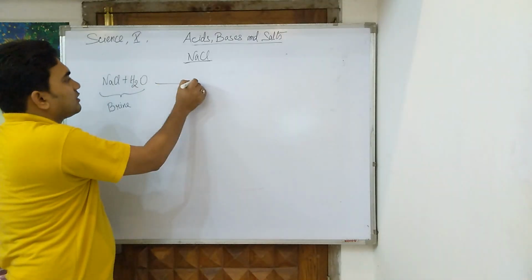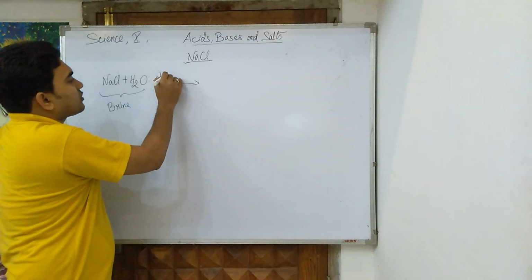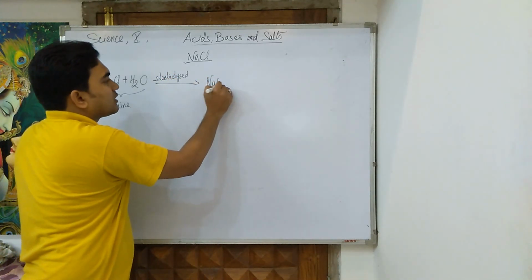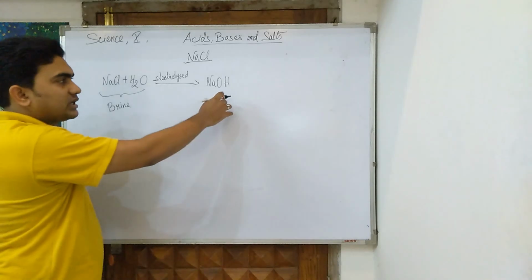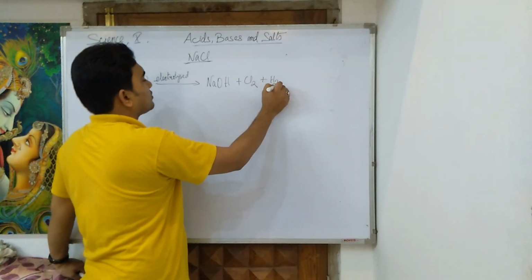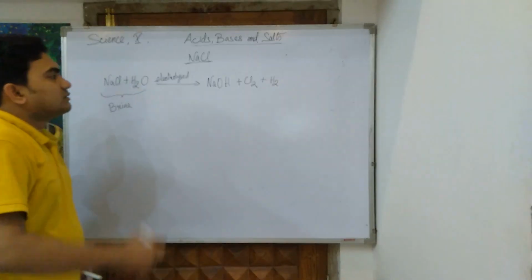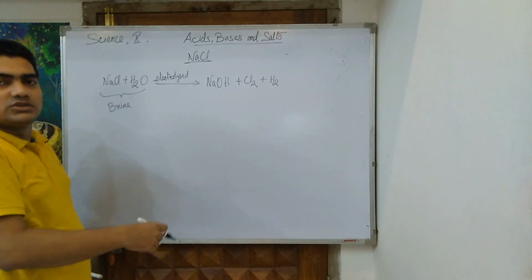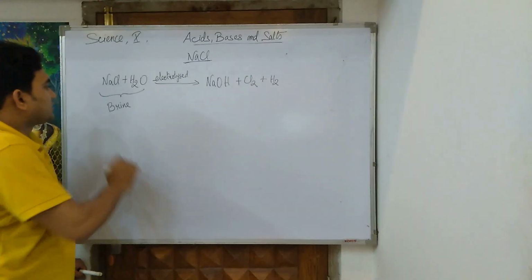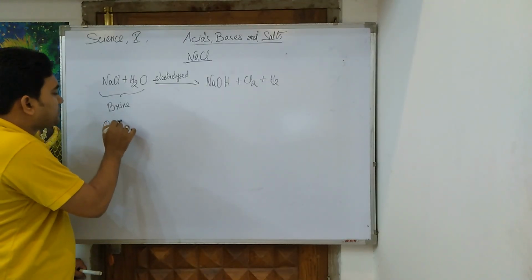This brine, when electrolyzed, gives out a compound NaOH along with chlorine gas and hydrogen gas. These compounds are used for the production of different chemical substances. The first one is bleaching powder.